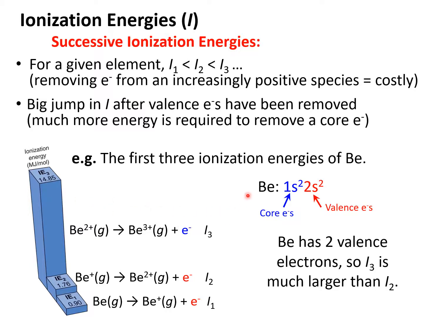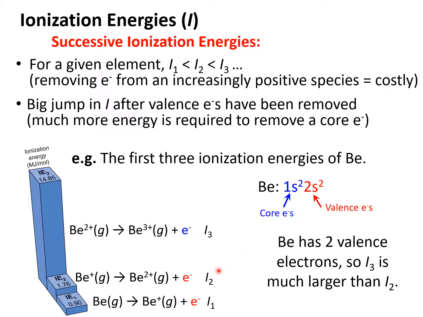We can explain this by looking at the electron configuration for beryllium, which is 1s2 2s2. We can see here that the electrons in the 2s atomic orbital are the valence electrons, or the outermost electrons, and these are the ones that normally participate in chemical bonding. So removing the first two valence electrons might be relatively easy. However, once we want to remove the third electron, we are forced to start removing core electrons, which again is energetically unfavorable.